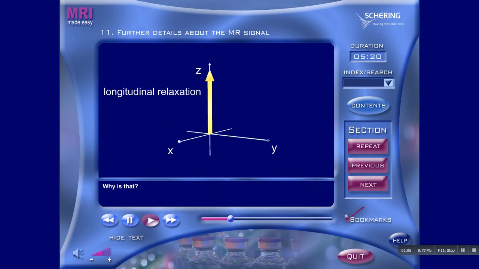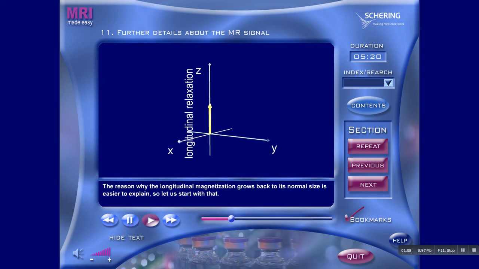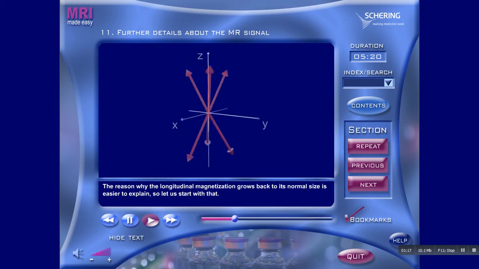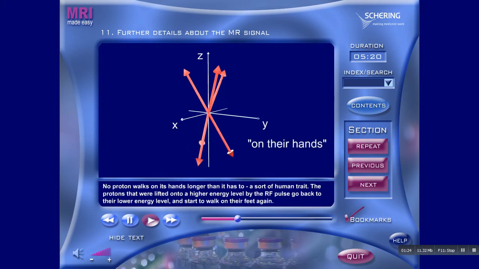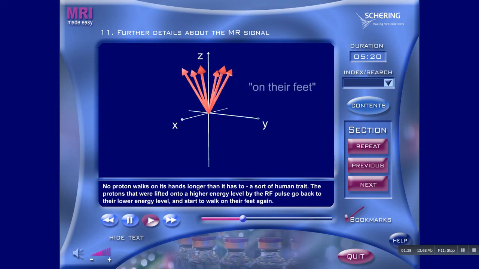Why is that? The reason why the longitudinal magnetization grows back to its normal size is easier to explain, so let's start with that. No proton walks on its hands longer than it has to. A sort of human trait. The protons that were lifted onto a higher energy level by the RF pulse go back to their lower energy level and start to walk on their feet again.